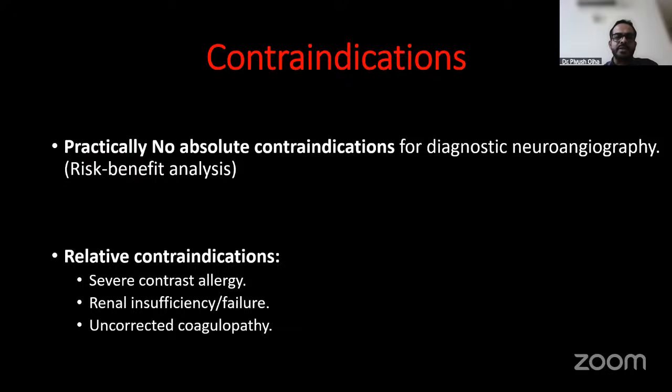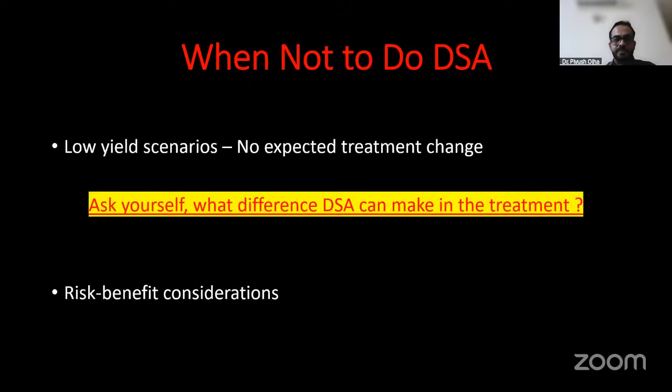When you look at the contraindications, practically there are no absolute contraindications for diagnostic neuroangiography. You always need to ascertain the risk-benefit analysis of the procedure. Yes, there are relative contraindications. So let's say if the patient has a severe contrast allergy, but if the benefit of doing cerebral DSA is higher and the risk is lower, then there are ways you can go around and do cerebral DSA. Patients in whom there is a renal insufficiency or chronic disease or renal failure, it is a relative contraindication. And patients, again, who have uncorrected coagulopathy, that's a relative contraindication.